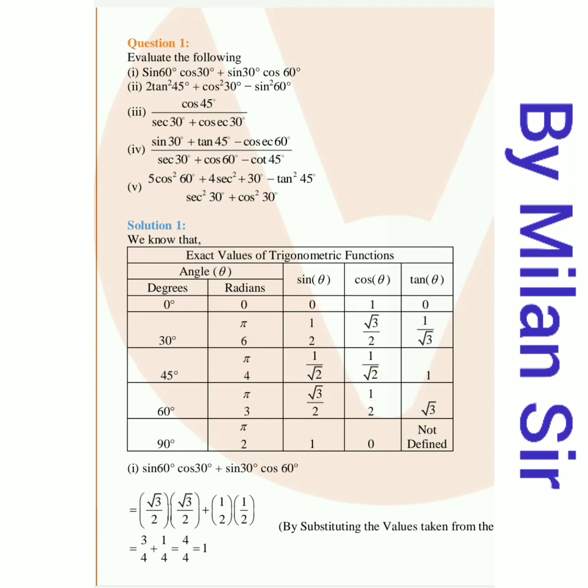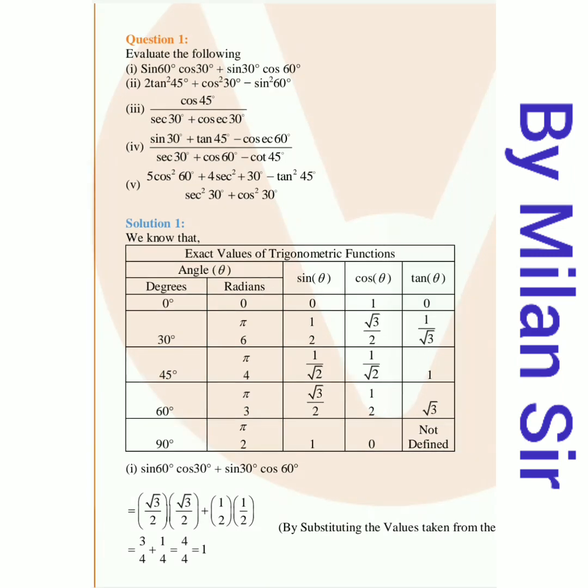Okay, now first question. It is sin 60 into cos 30 plus sin 30 into cos 60. Here we have more than one way. I will show you all the ways. Okay. In all the sums, whatever ways are possible there, I will explain you all the ways. So you can use any way which is easy for you. Okay. So first of all, put the value of sin 60, cos 30, sin 30 and cos 60.